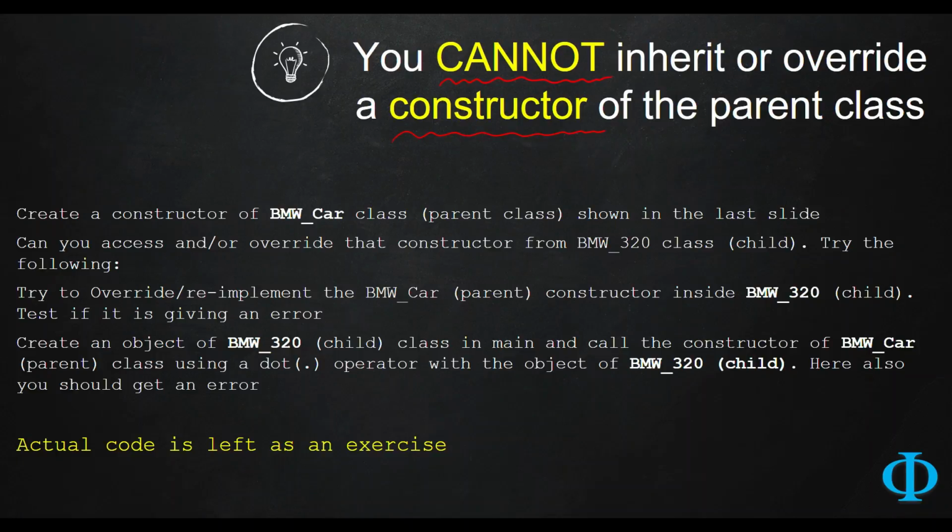The statement can be tested if you follow these instructions. Create a BMW car class, and then create a constructor inside this BMW car class that I have shown earlier. After creating the constructor, try to access it or override that constructor from the child BMW 320 class. You can try to do that in these ways.